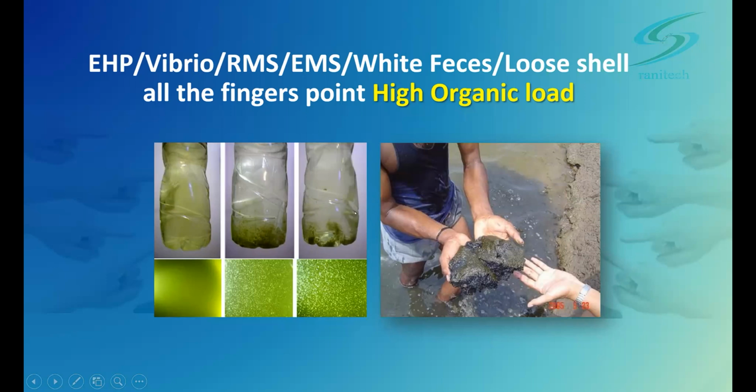So farmers and friends, don't try to take a small packet solution. Solutions are not small when problems are very big. So we have to think that the problem is big because the organic load is very high. You can't really treat this kind of environment with a packet of 100 grams or 200 grams. We have to really work on reducing organic loads.